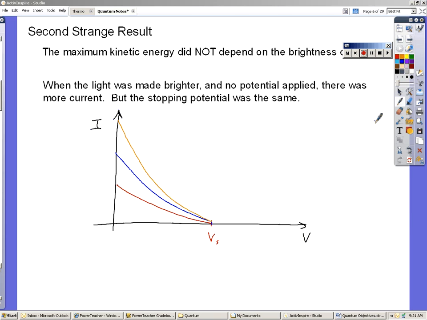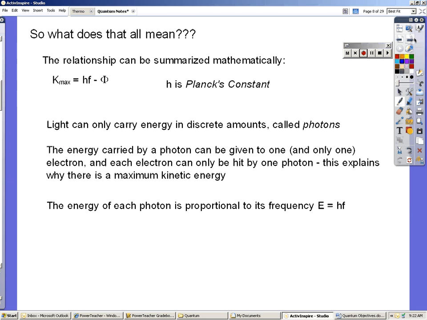You could increase the energy of each electron by using light at a higher frequency, blue light instead of red light. And none of that can be explained by classical physics. So the question is, what does that mean?